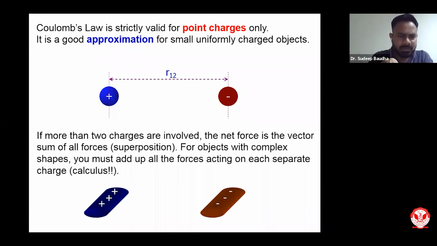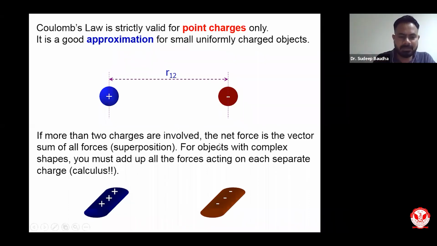But if more than two charges are involved, then the net force is the vector sum of all forces. Please remember, if more than two charges are involved, the force will be the vector sum of all forces, and this can be referred to as the superposition theorem from our classic circuit theory, which I hope everyone has gone through. Now for objects with complex shape, you must add up all the forces acting on each separate charge. That is where Coulomb's law will be applicable.